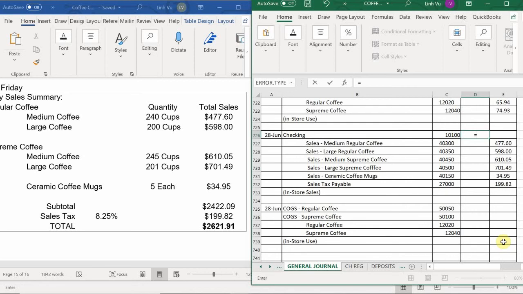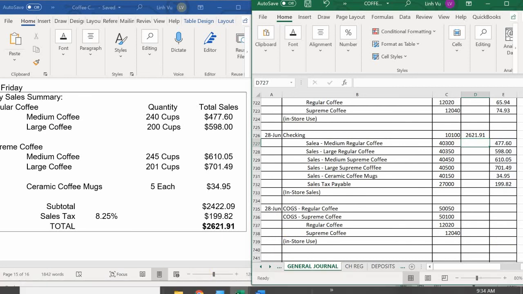We should have a total of 2621.91. Let me test my debits equaling my credits here. I got 2621.91. Then, first your general journal, then we're going to go to the general ledger. Good, general ledger.